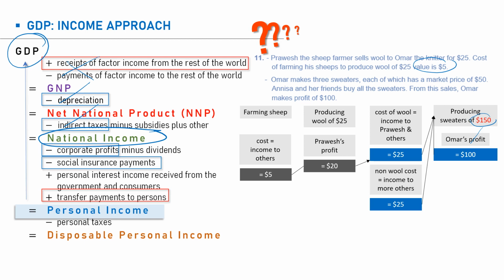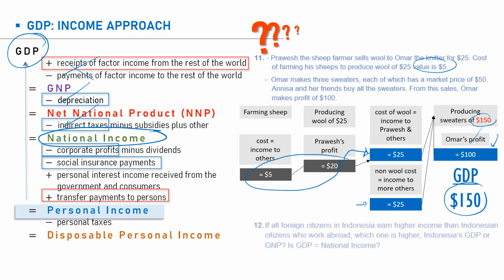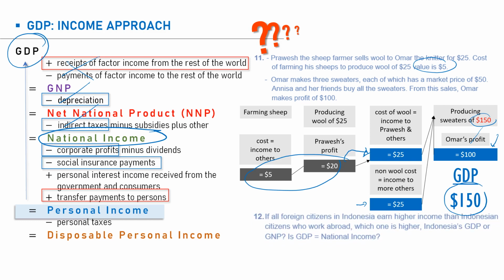And then the last thing is to find how much is the GDP, how much is the total income. For sure we know that this $25 is already covered here. Then we have another income here, $25, and the income here is $100. So in total, again, we get this $150 as the GDP from this problem.